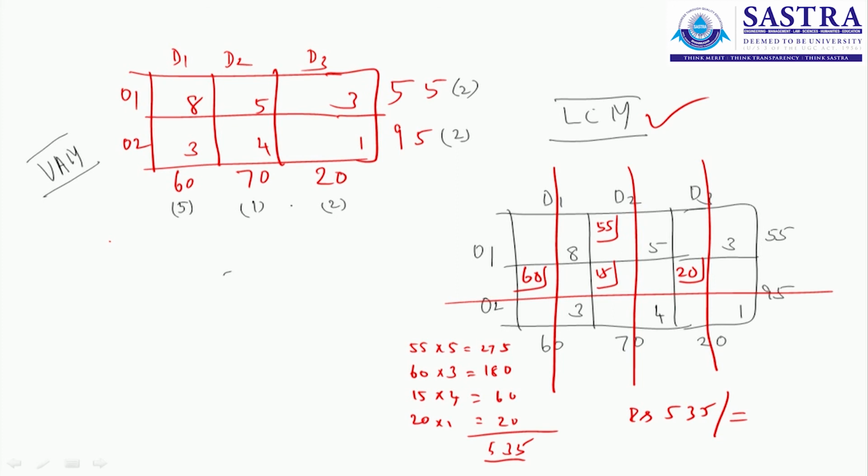Then we have to go for the greatest of the differences. What are the differences? 2, 2, 2, 2, 1, 5. Greatest difference is 5 units. So in this column, go for least cost and supply as many as the demand allows. So 95 is the supply, 60 is the demand. So you can supply the entire 60 units. So demand is out.